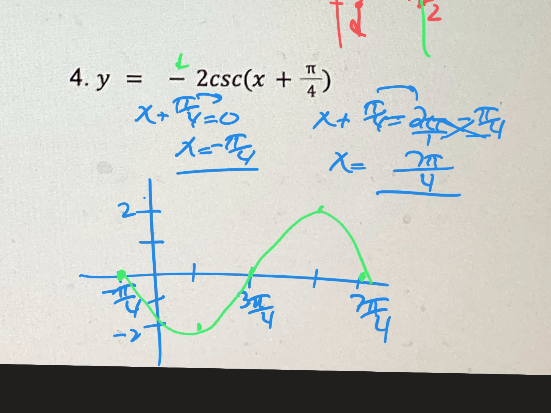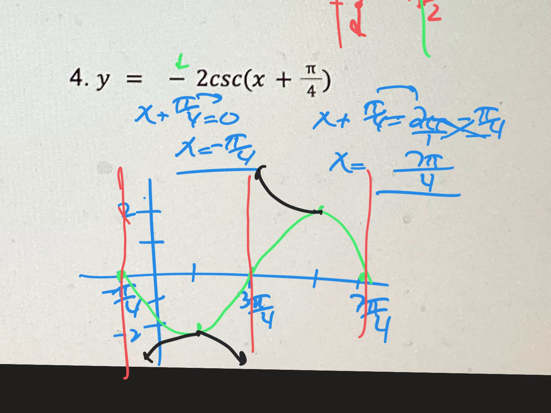all right, I can draw my asymptotes now. One there, one there. Don't forget the first one over here, and then I can draw my graph. It's going to flip the green graph in between the asymptotes. A little bit ugly there. All right, that's 1 through 4. Hope that helps a little bit.